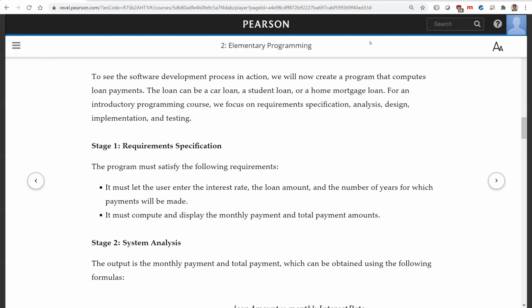Hello, in this video, we will use an example to demonstrate the software development process. We will write a program that computes loan payments. The loan can be a car loan, a student loan, or a home mortgage loan. For an introductory programming course, we focus on requirements specification, analysis, design, implementation, and testing.